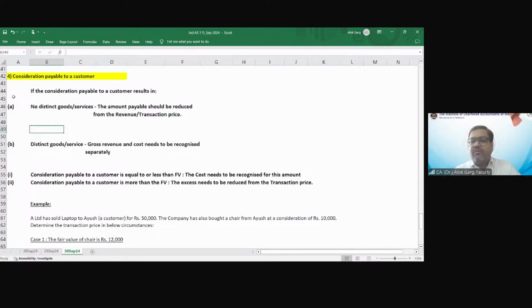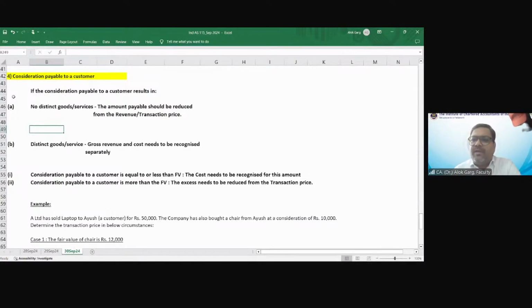I have sold you FR classes. The fair value is 5,000 rupees. Okay, I have to collect 5,000 rupees from you. But I have purchased a chair from you, and the fair value of the chair was 2,000 rupees, but I have paid 3,000 rupees. I have paid consideration to the customer at more than the fair value of the goods and services received.